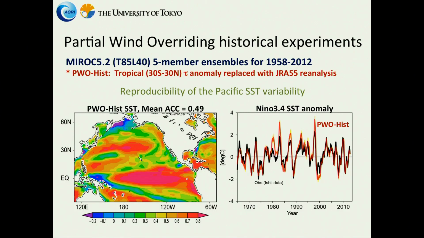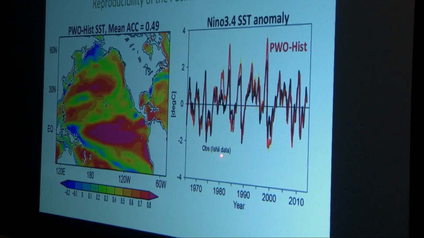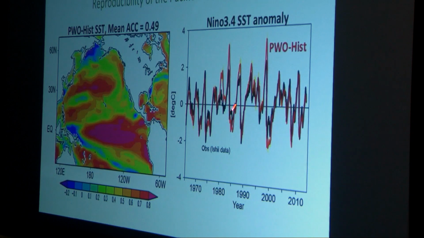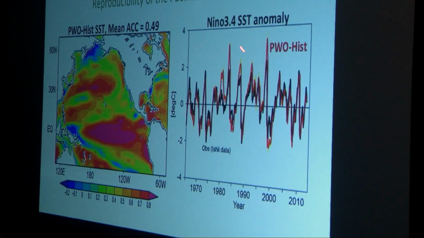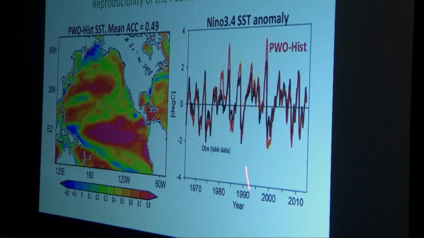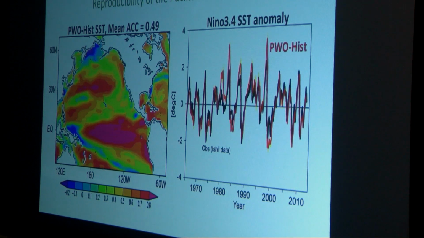This shows the observed Nino 3.4 SST anomaly and the PWO experiment. It almost completely reproduced the interannual variability of Nino 3.4. And then this is the anomaly correlation coefficient. Of course, it's good over the Pacific area and in some other areas.